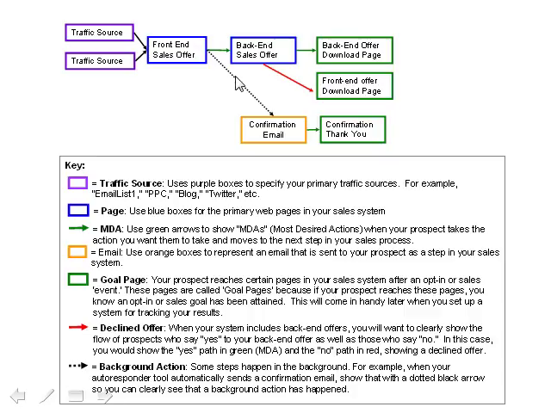And red arrows are declined offers. So here we have a back-end offer. If they say no, they're going to go to a different page to download their front-end offer. And again, I'll explain this particular system in detail, but red arrows are declined arrows.